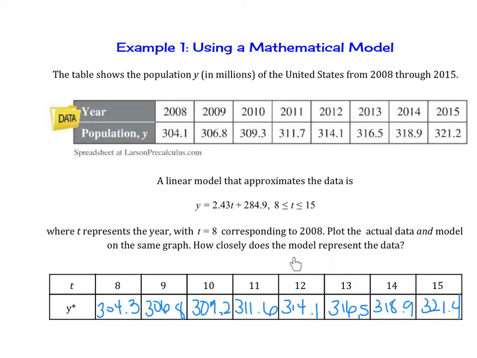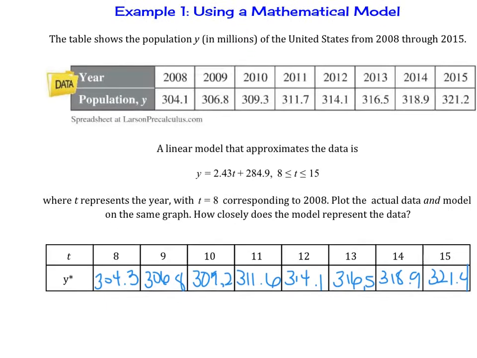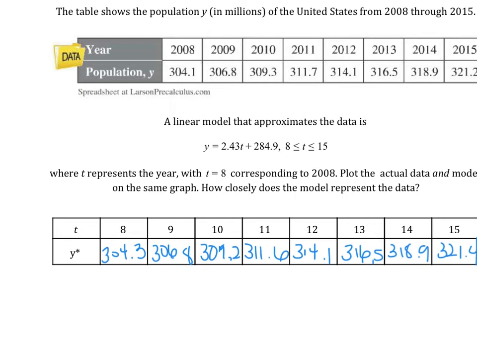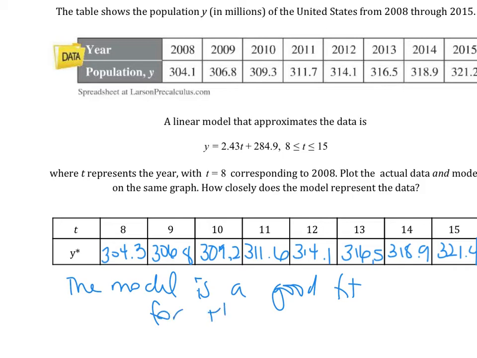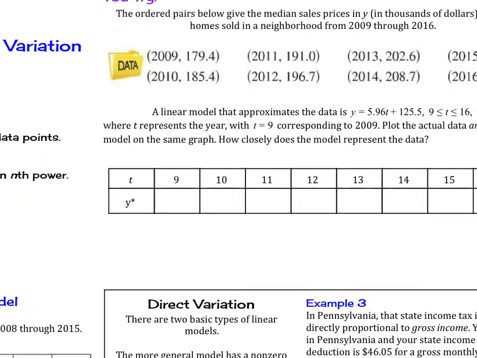So what we're going to do is see, does this model closely represent the data? We look at these numbers here, then we look at the actual population numbers. Notice that they're all very close: 304.1, 304.3, 306.8, that's exactly the same, 309.3 to 309.2. So we can safely say that the model is a good fit for the data. Okay, so go ahead and try the next example.